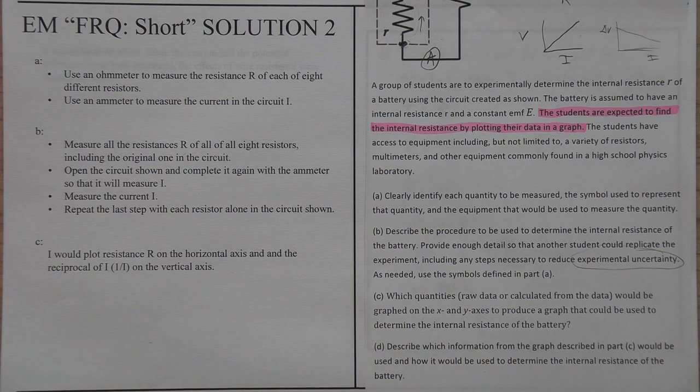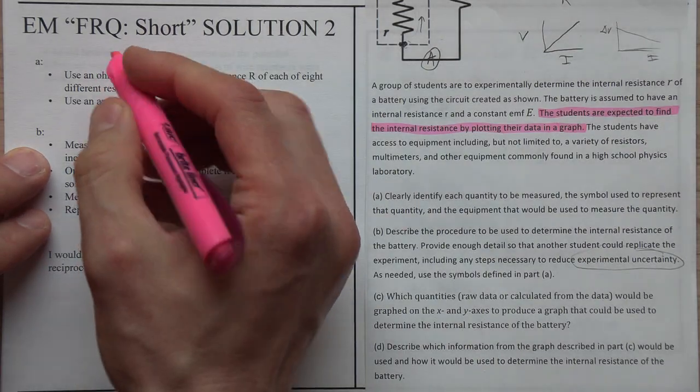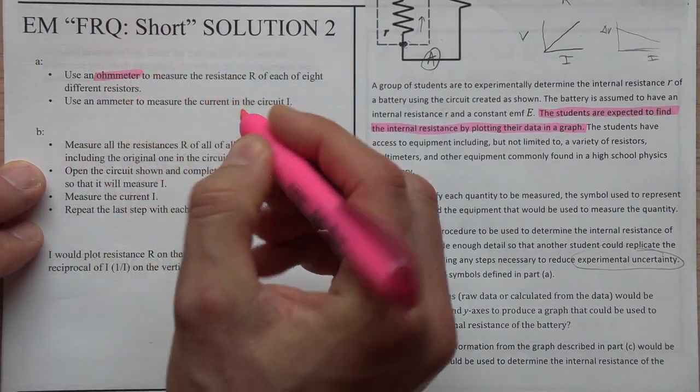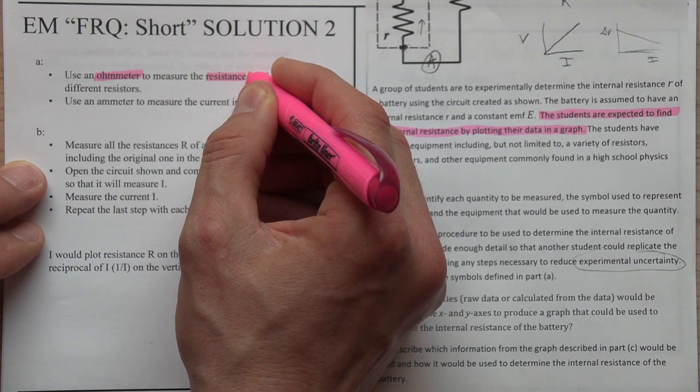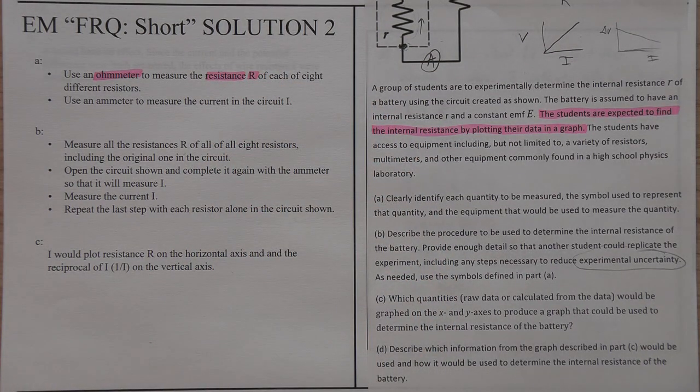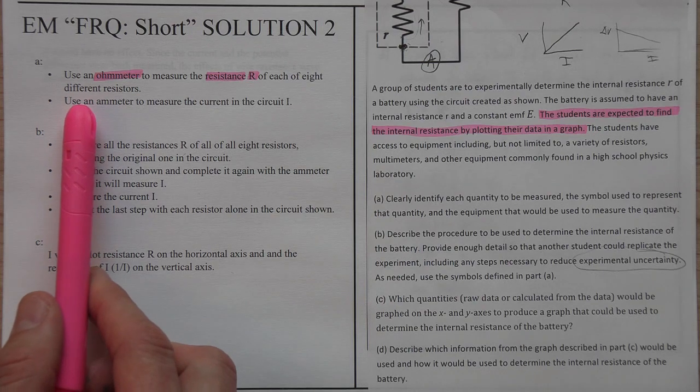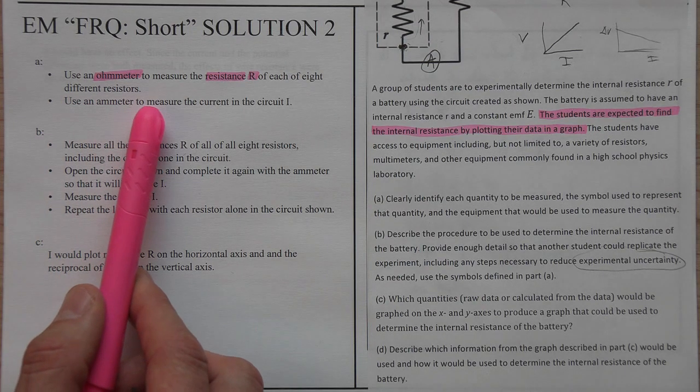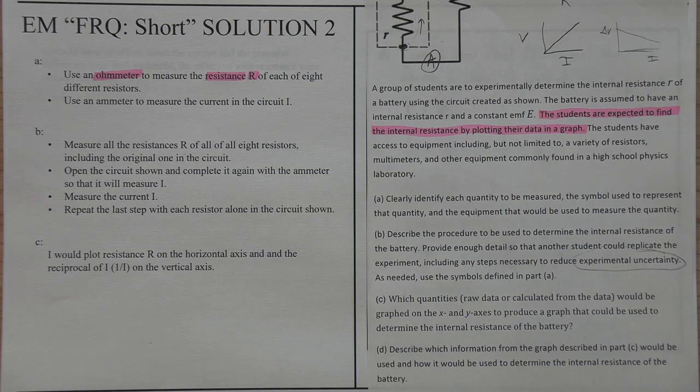So part A, again, I don't need to read this. It's what we're going to be measuring. So I'm going to use an ohmmeter to measure the resistance R of each of 8 different resistors. So there it is, the ohmmeter. Again, 3 things: what are you using, what are you measuring, what is its symbol? Next, I'm going to use an ammeter to measure current I. Again, 3 things.